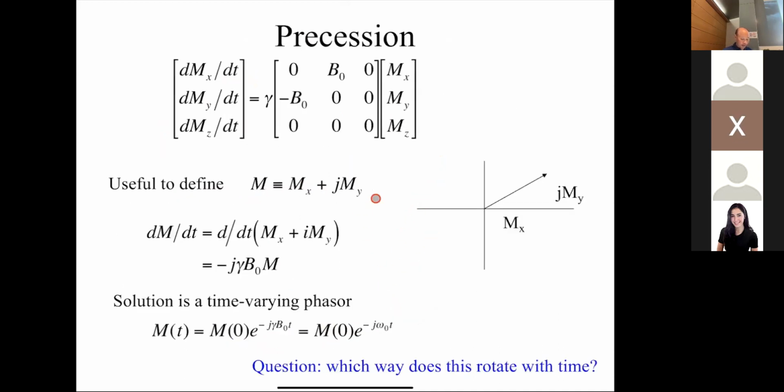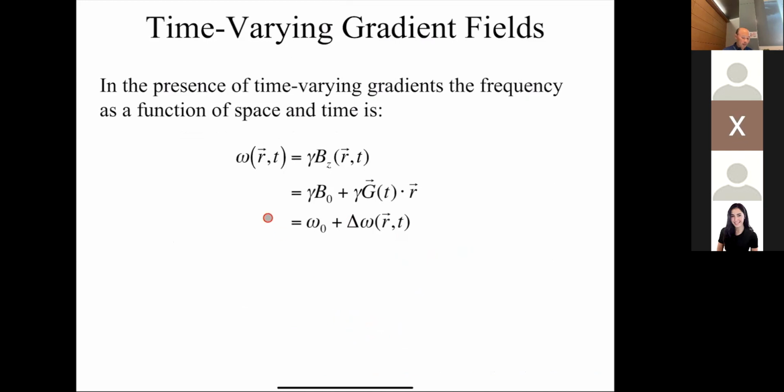Let's review precession. If all I have is the main field, it's just going to precess at theta of t equals minus omega naught t. So theta is literally increasing with time. Now we have omega as a function of space and time: gamma times this Bz. I have gamma B naught, this omega naught precession, but now I also have this incremental precession, delta omega. That delta omega is what we use to vary this spatial pattern across our spins.